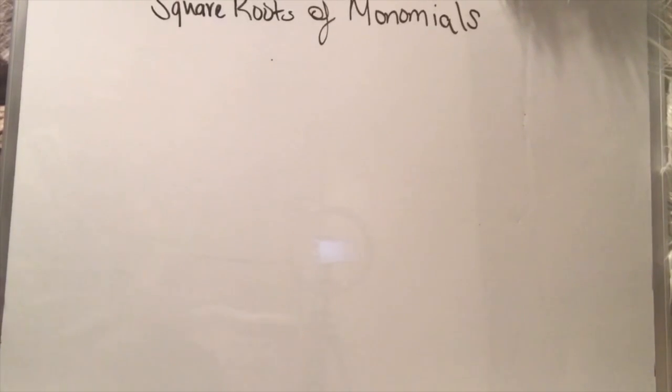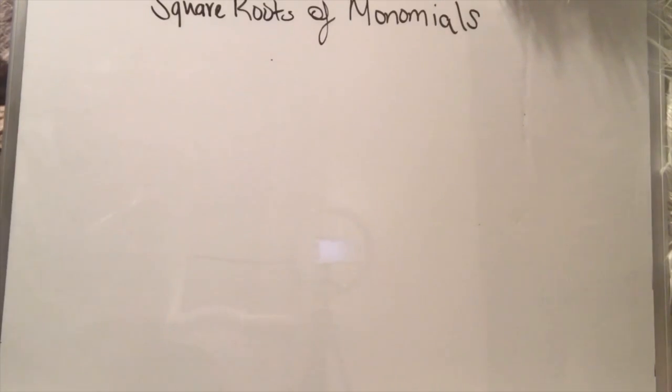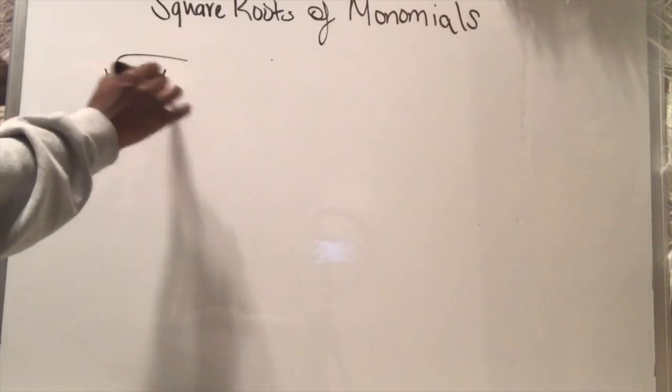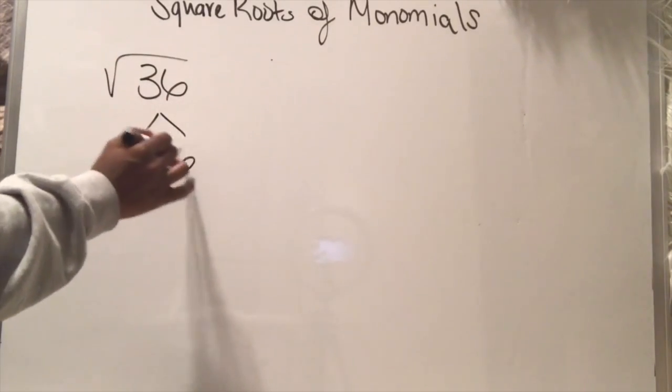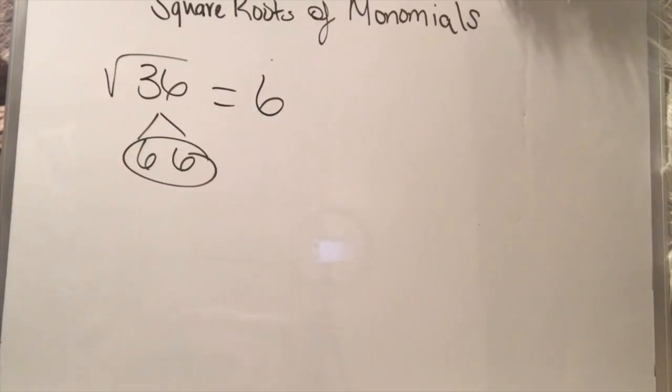Today's lesson is on the square root of binomials. We know that when we're finding a square root, we're finding a pair. So basically, we're finding numbers that multiply together to give you the number that's under the square root. So if we had the square root of 36, that's 6 times 6. We find the pair. So the square root of 36 is 6.